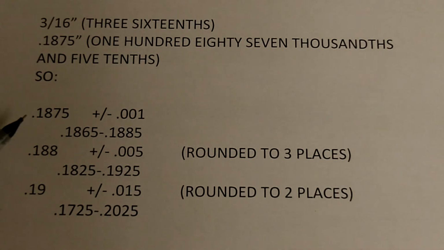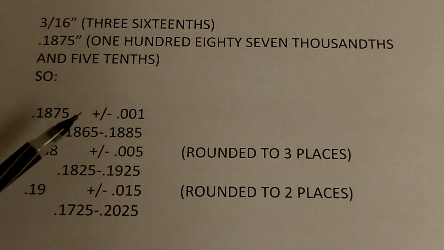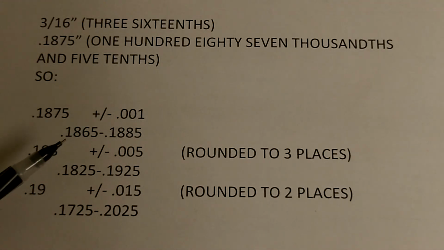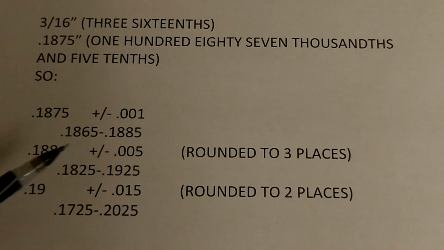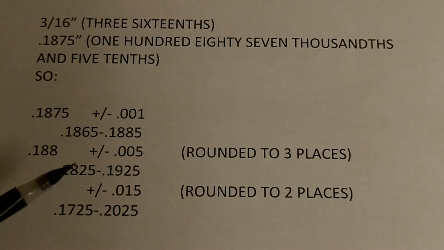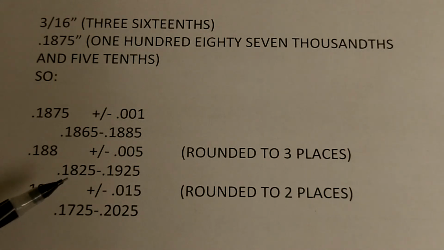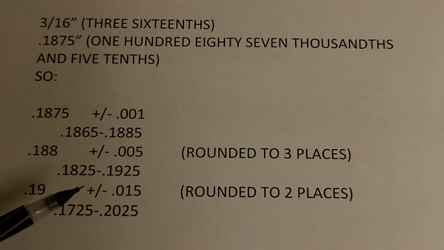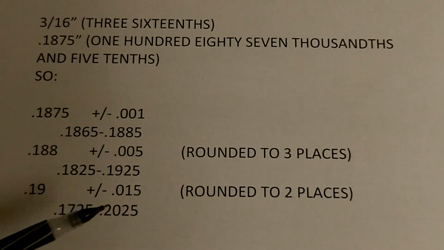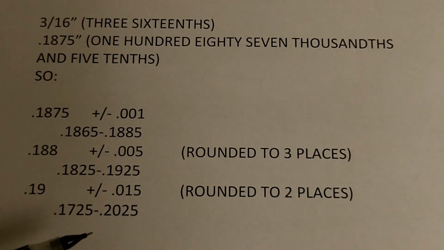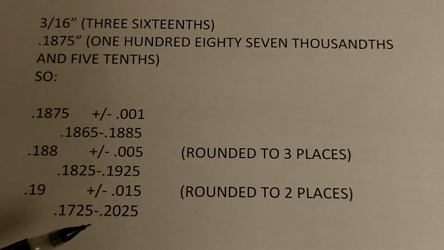If we had it at 0.1875, we'd have plus or minus 1 tenth, which would give us 0.1865 to 0.1885. That would be our tolerance zone. If we rounded to 3 places, it'd round to 0.188, be plus or minus 5 thousandths, which would be 0.1825 to 0.1925. If we rounded to 2 places, it'd be 0.19, which gives us plus or minus 15 thousandths, 0.1725 to 0.2025. Okay, so these numbers are very important.